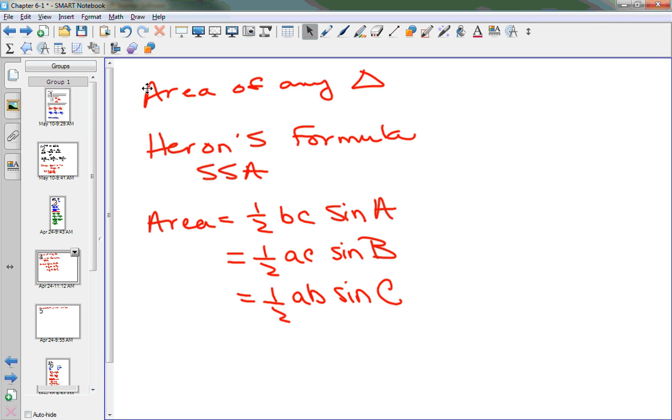In the second formula, I give you side A and C. What side is missing? B.